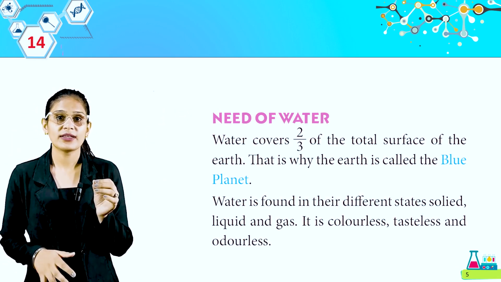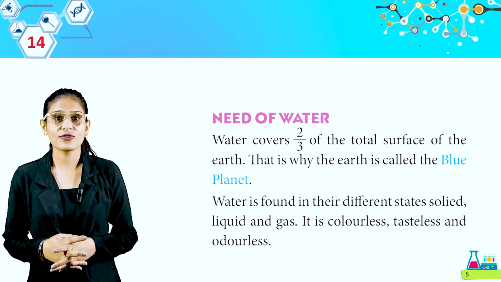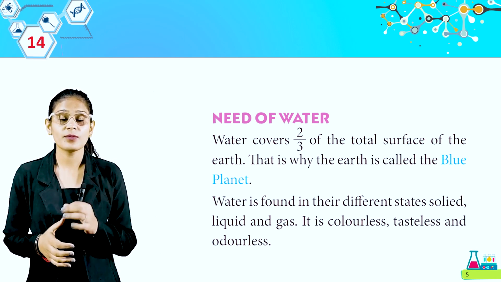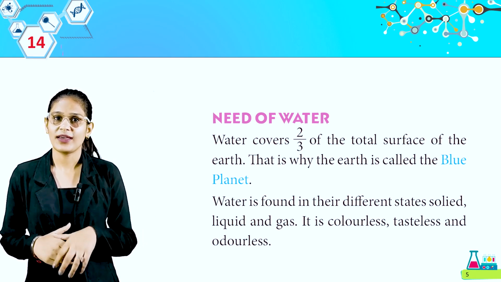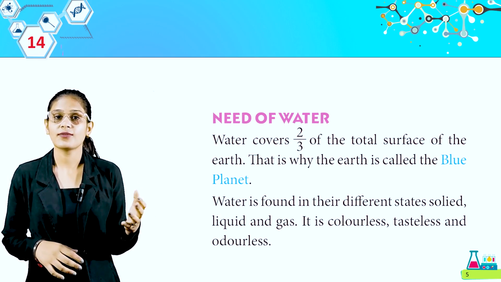Water covers 2 by 3 of the total surface of the earth. That is why the earth is called the blue planet. So students, water ने हमारी अर्थ के 2 by 3 पार्ट को कवर किया हुआ है. That's why हम अर्थ को क्या बोलते हैं? Blue planet. Here water is found in different states: solid, liquid and gas.